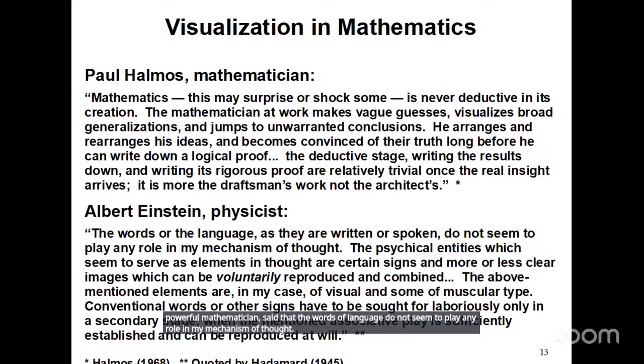The psychical entities which seem to serve as elements in thought are signs that are more or less clear, and the elements in my case are visual and some of muscular types. How do you convert muscular thoughts into a precise mathematical form? That is a very serious question.